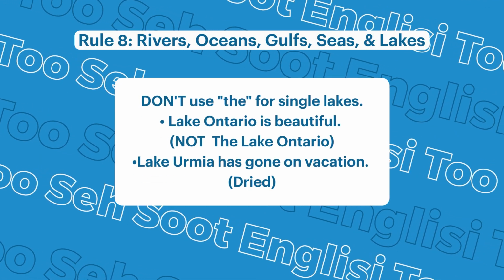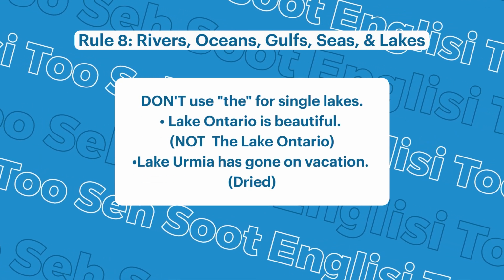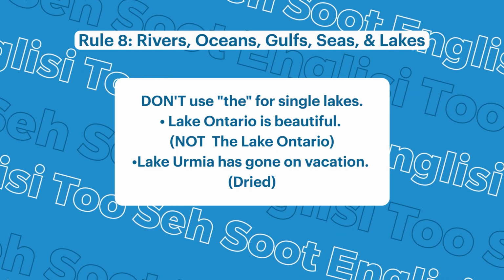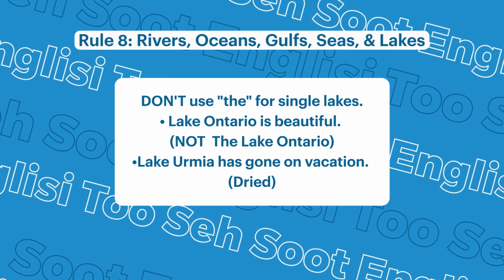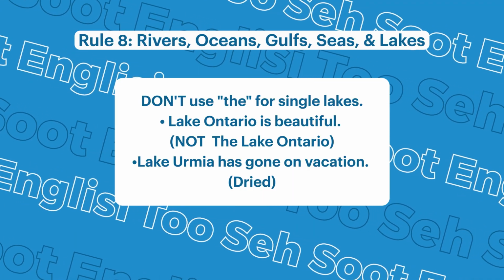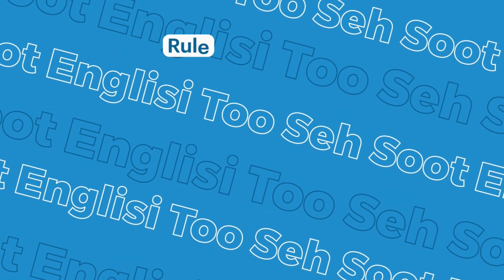And also don't use "the" for single lakes. For example, Lake Ontario is beautiful, so don't say "the Lake Ontario." Lake Urmia has gone on vacation. It means it's dried. Rule number 9.